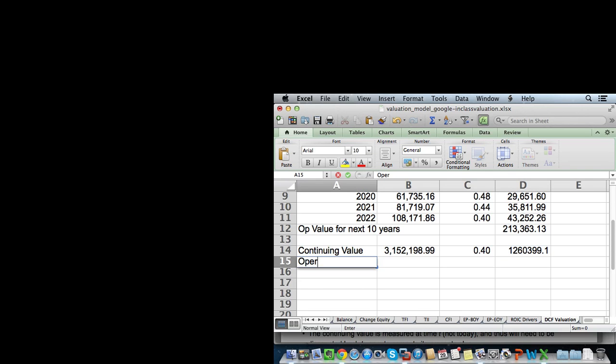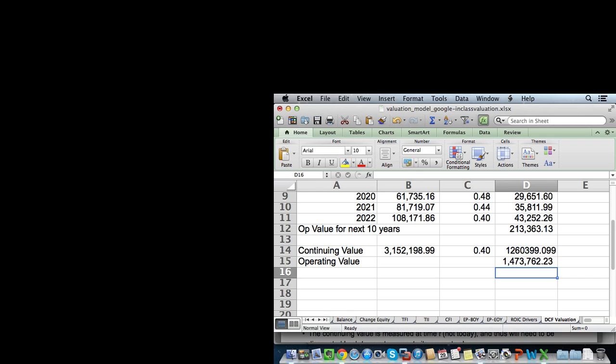I then create a concept known as the operating value of the firm. It's the sum of these two. It's the first 10 years plus the continuing value period into perpetuity. So that's the operating value of Google, our box 1 value. So that's the value of the operating cash flows. Questions about any of that? It's pretty straightforward. All right.